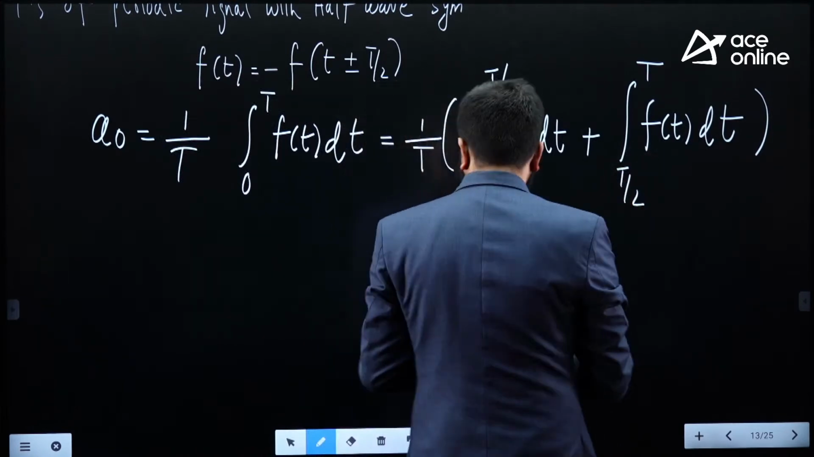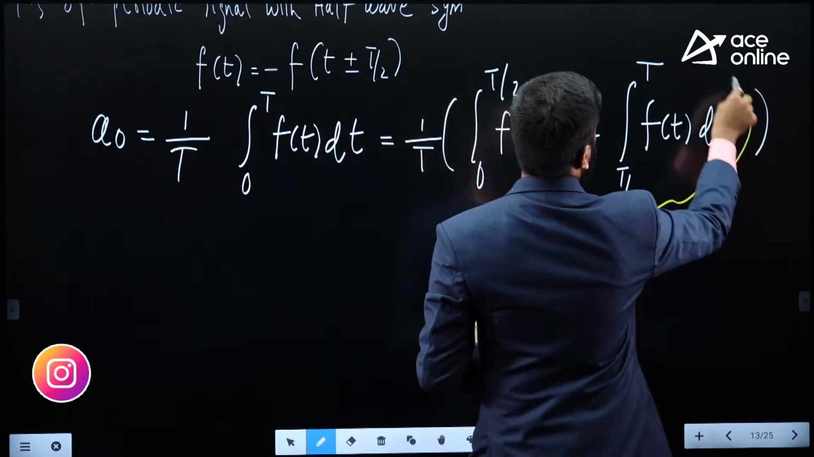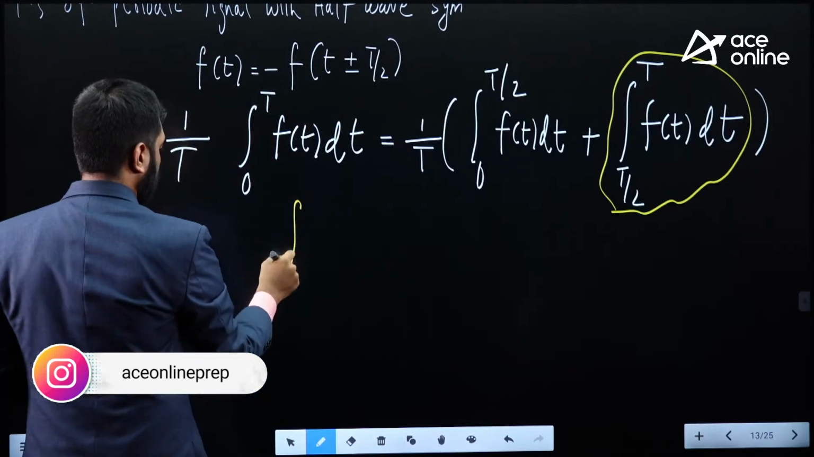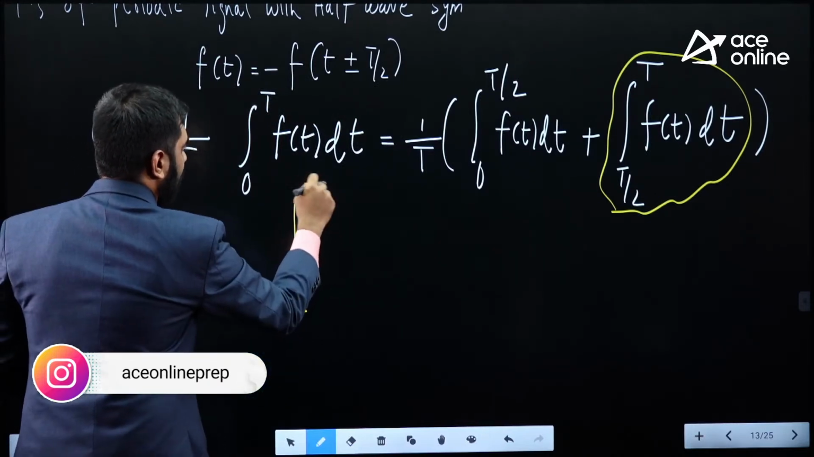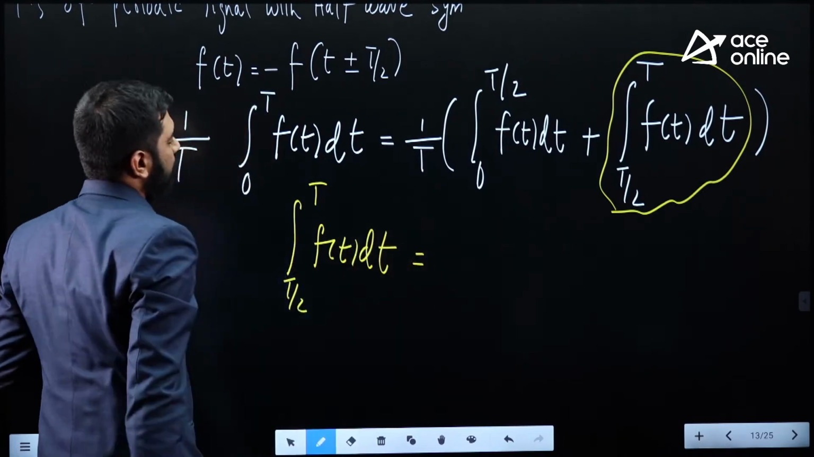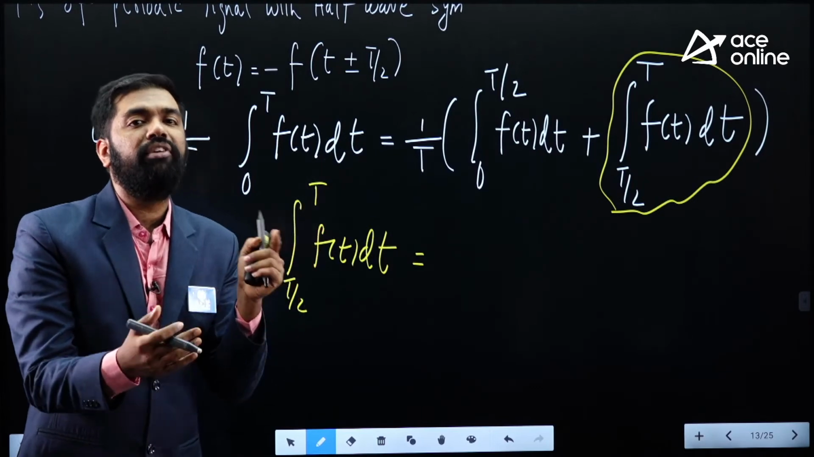I'll just take this particular term and try to simplify it. See this: integral T by 2 to capital T of f of t dt. Now, clearly we said that we are looking at a case where the signal has half wave symmetry.